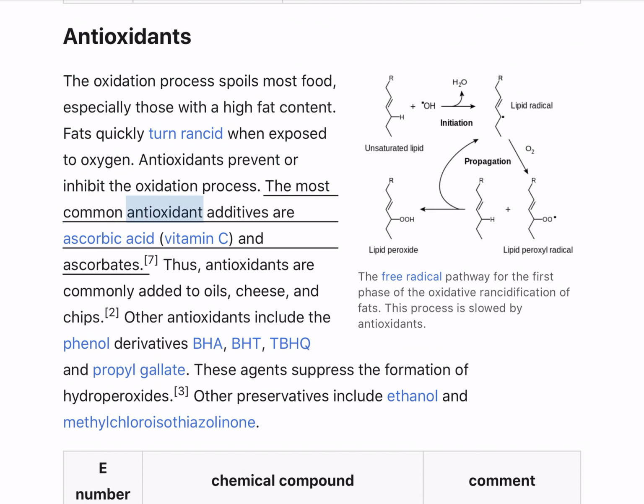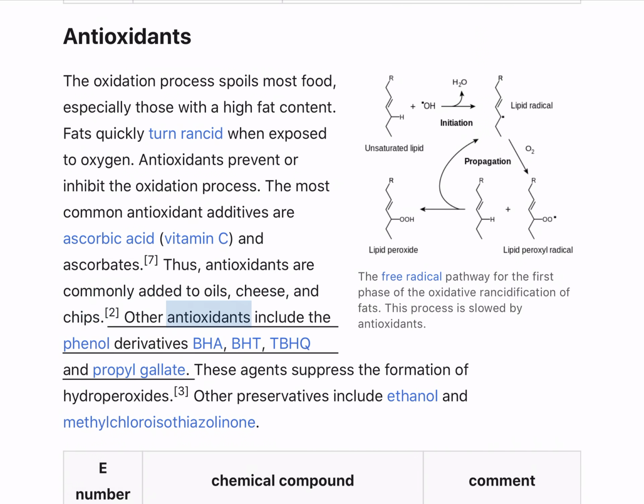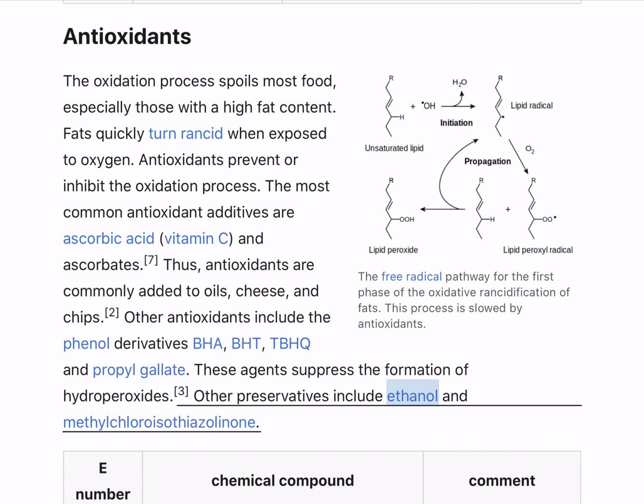The most common antioxidant additives are ascorbic acid, vitamin C, and ascorbates. Thus, antioxidants are commonly added to oils, cheese, and chips. Other antioxidants include the phenol derivatives BHA, BHT, TBHQ, and propyl gallate. These agents suppress the formation of hydroperoxides. Other preservatives include ethanol and methylchloroisothiazolinone.